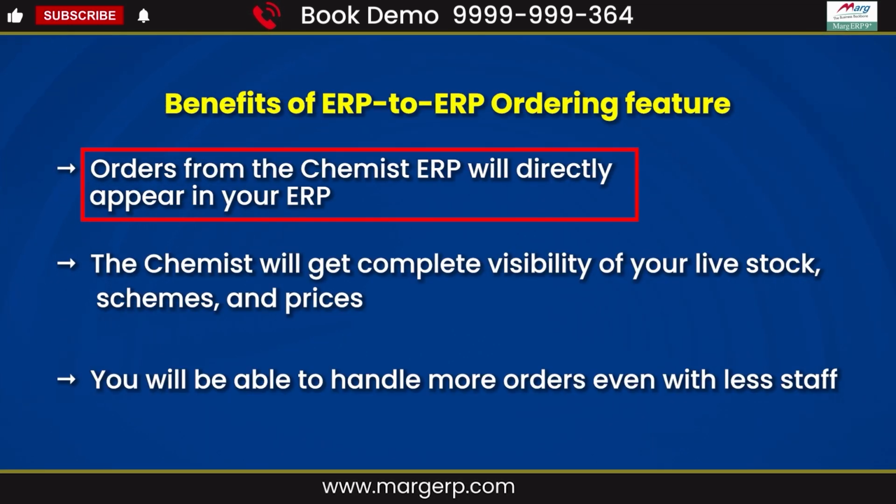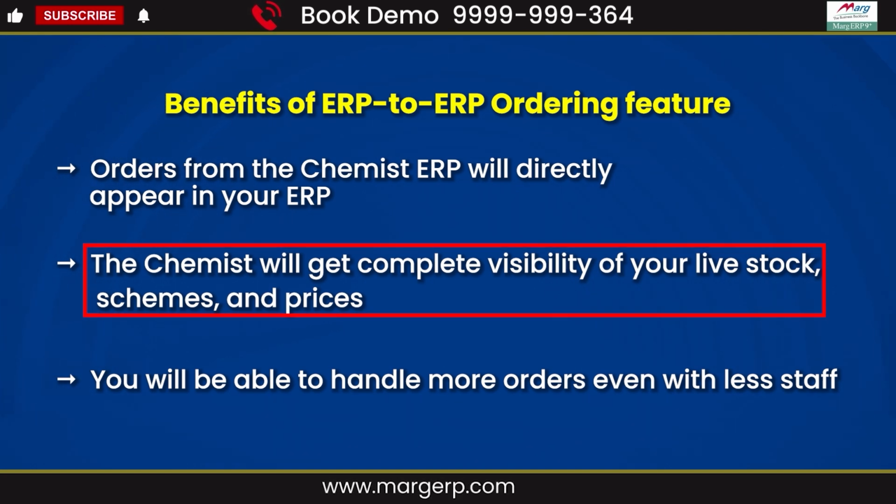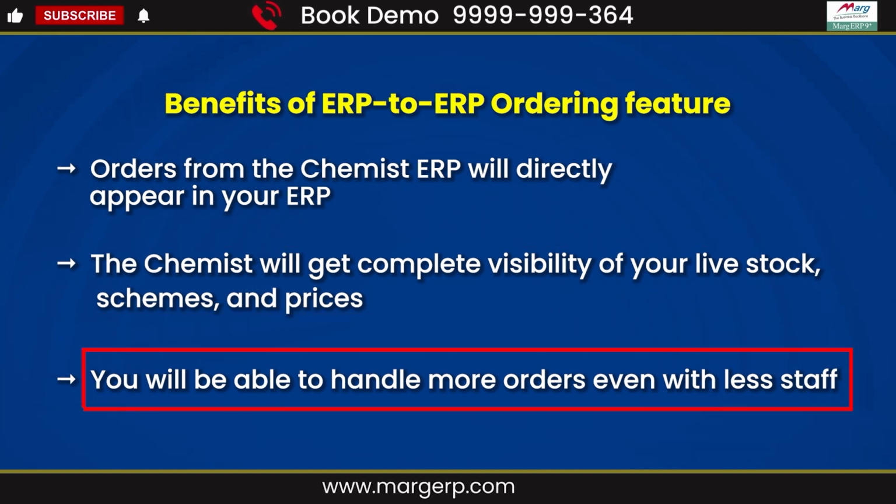Orders from the chemist's ERP will directly show in your ERP. Chemists will get full visibility of your live stock and prices. And you can handle more orders even with less staff.